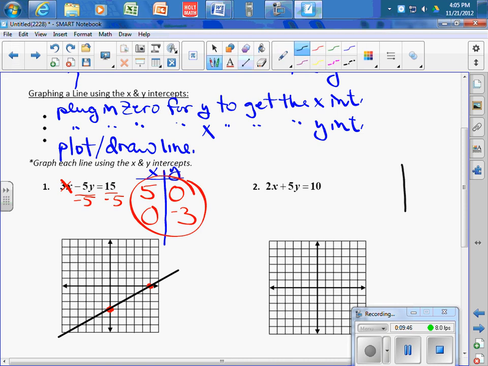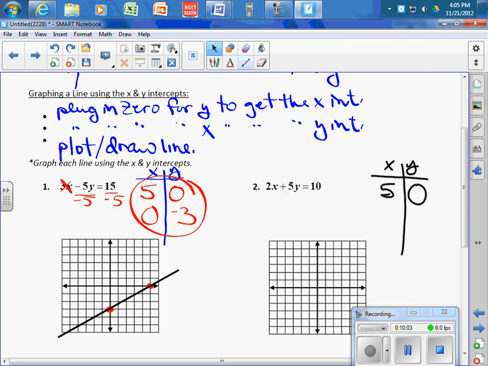In number 2, XY table. I'm going to plug in 0 for the y. I'm going to put a 0 here. That'll cause that term to disappear. I divide both sides by 2, and I get x is equal to 5.